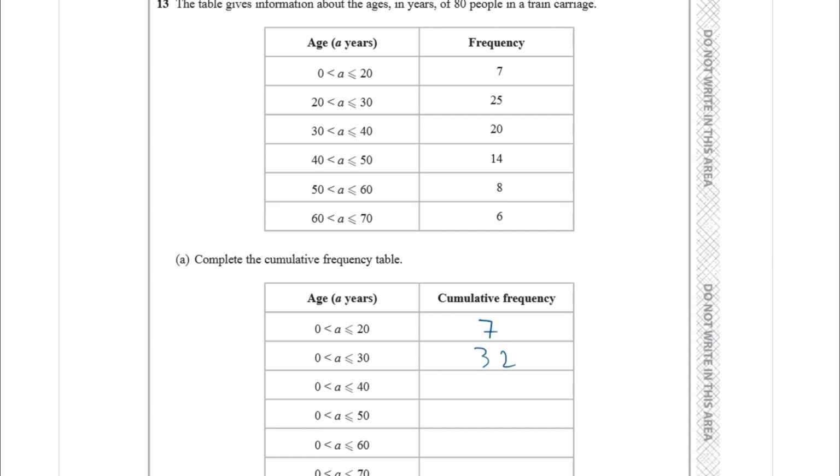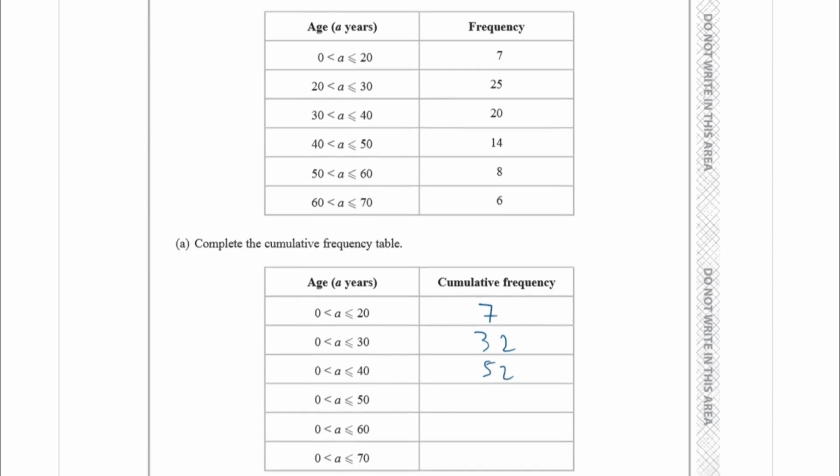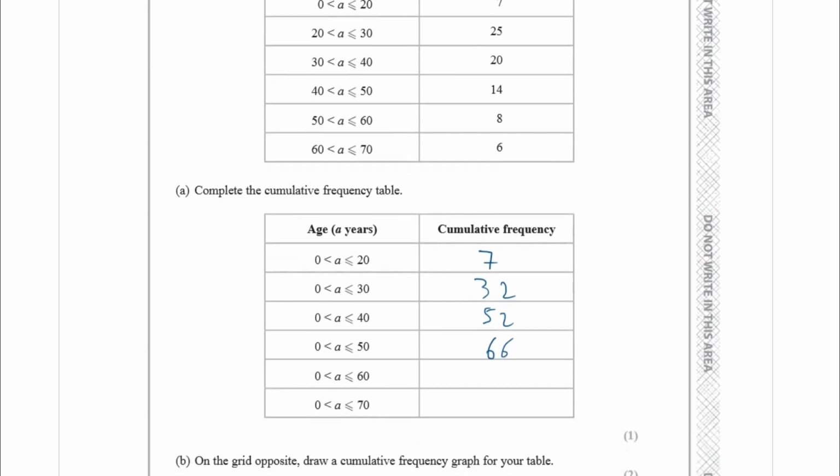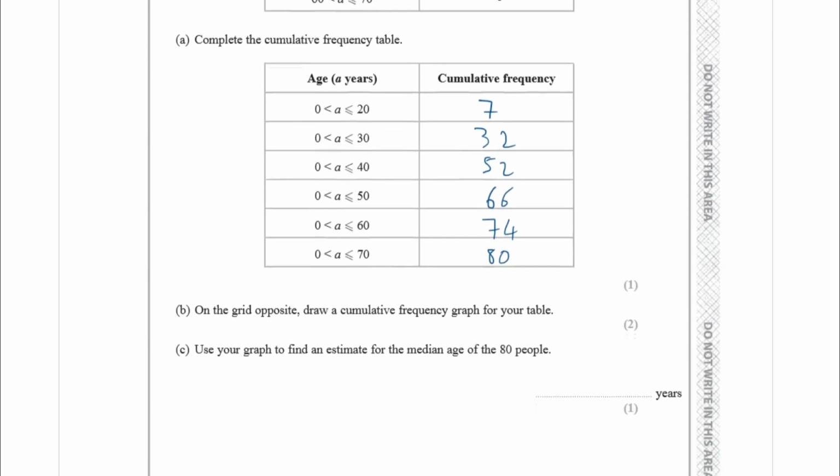And how many people do we have between 0 and 40? Well, those 32 plus an extra 20, so this will give us 52 people. And between 0 and 50, we have an extra 14 people, so this gets us up to 66. And between 0 and 60, we have an extra 8 people, so this gets us up to 74. And then finally, we have another 6 people for the entirety of the people on the train carriage, which is 80. So with this table in mind, perhaps make a note of these points, and I guess we have to do a CF graph next.